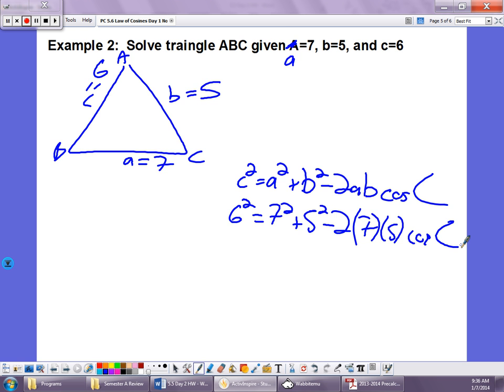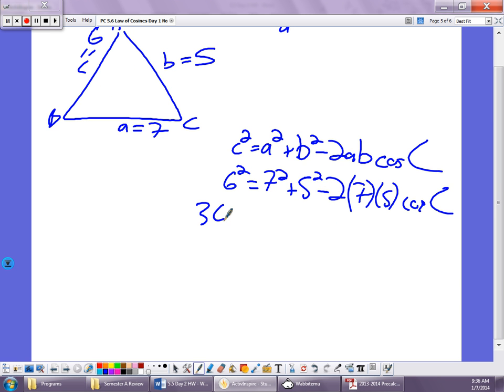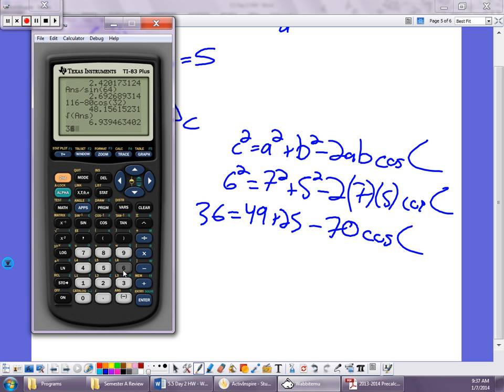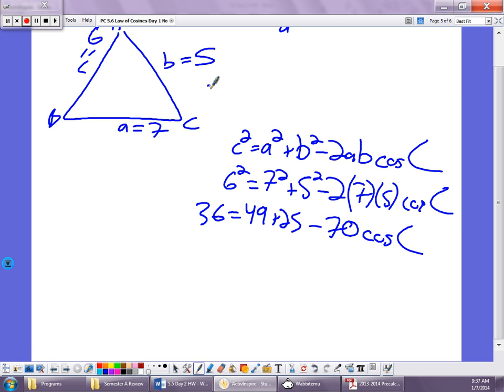All right, so you'd simplify everything. 36 equals 49 plus 25 minus 70 cosine C. Now what you're going to want to do is isolate cosine C, so then you can just do inverse cosine. So you subtract 49 and 25. So 36 minus 49 minus 25, you get negative 38 equals negative 70 cosine C.